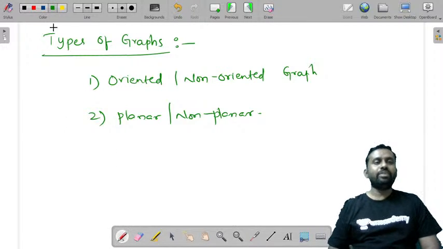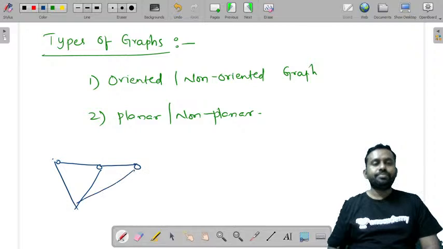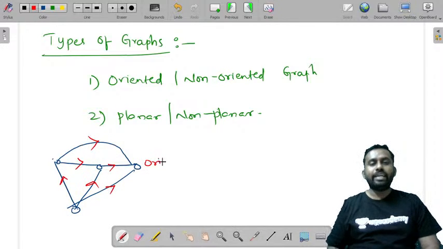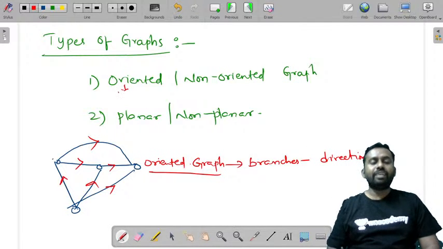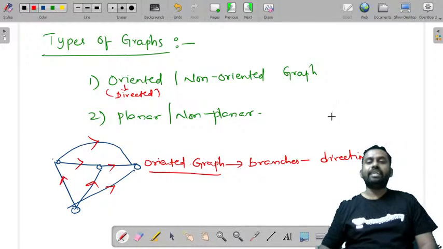What is an oriented graph and what is a non-oriented graph? Let us say you have the graph that we have taken just now. If you specify the directions of the graph, then it is said to be an oriented graph. An oriented graph is a graph whose branches have been given some directions. That is the reason an oriented graph is also called a directed graph.